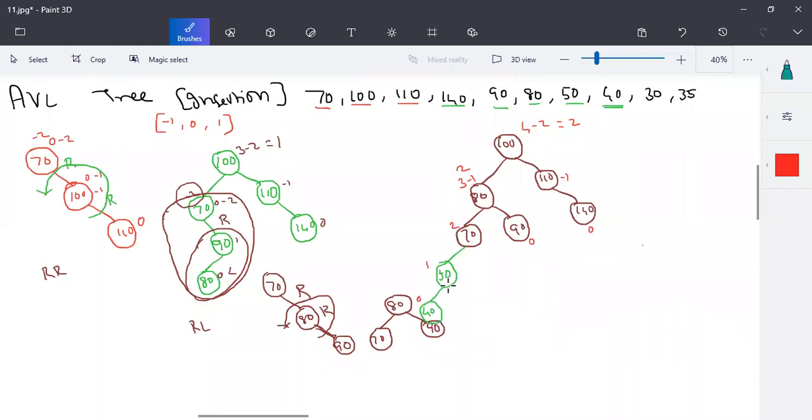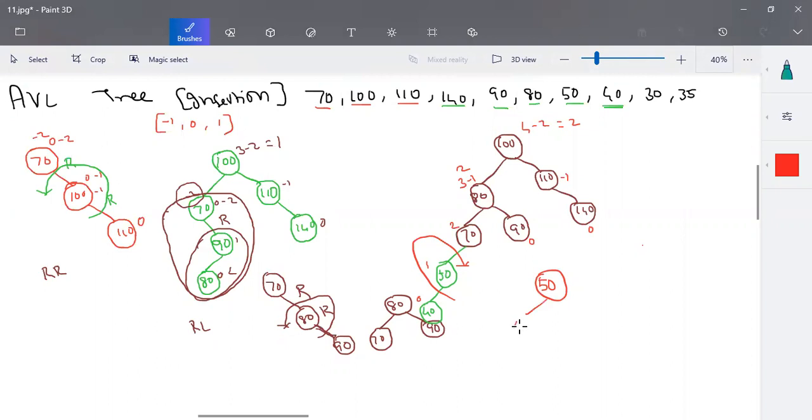Now the imbalance occurs at this place, so you have to perform an RR rotation. Okay, so how do we perform an RR rotation? Here we have to make a clockwise rotation towards this place. So when you make a clockwise rotation, what happens? 50 will become the root node, with 40 and 70 pulled down. So the structure will vary like this.